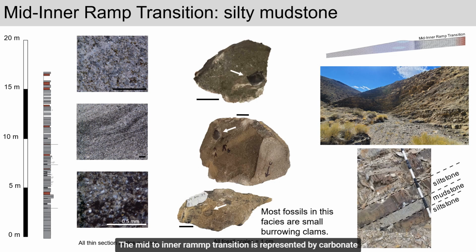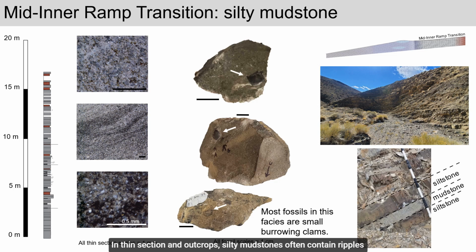The mid to inner ramp transition is represented by carbonate mudstones with a distinct increase in terrigenous silt-sized grains. In thin section, these mudstones are composed largely of micrite, but contain rare benthic skeletal grains and common to abundant silt-sized terrigenous grains. The terrigenous silt grains are predominantly quartz and are angular to subangular. The relative immaturity indicates this environment is likely proximal to their landward source.